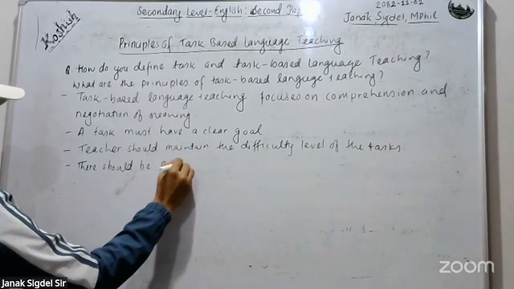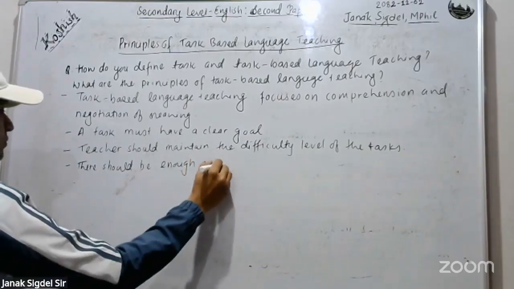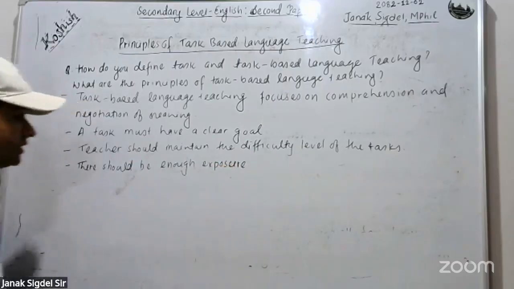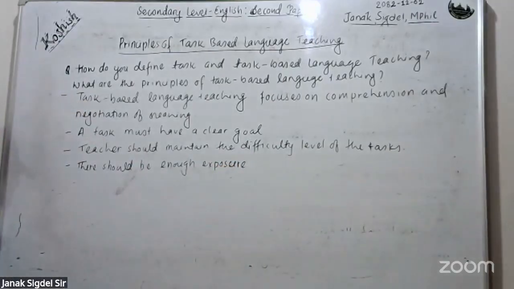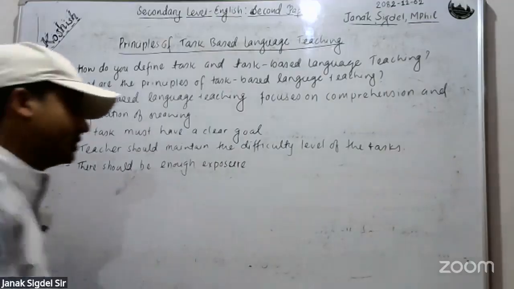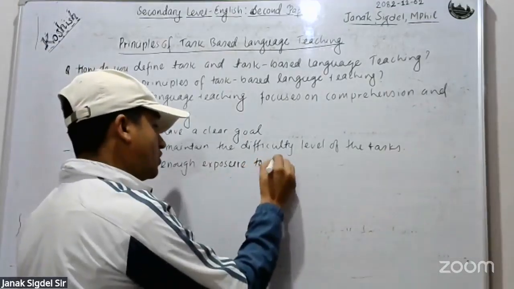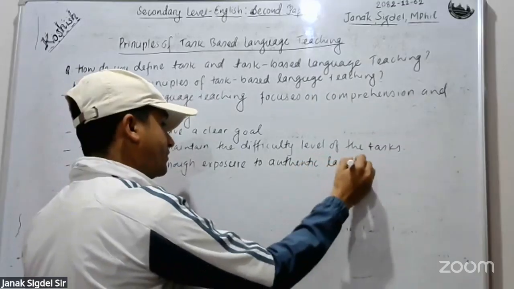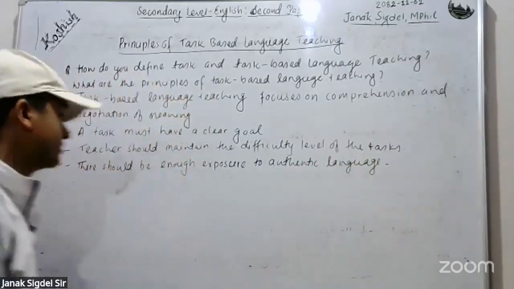So next thing, there should be enough exposure. You know exposure, the amount of input given to the learners in the form of language. Exposure, right? So they should be given enough input. Is that clear? Exposure to authentic language. Is that all right?